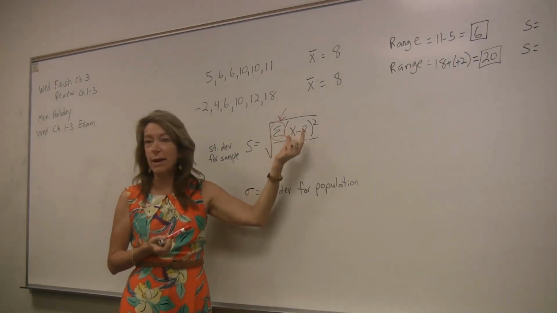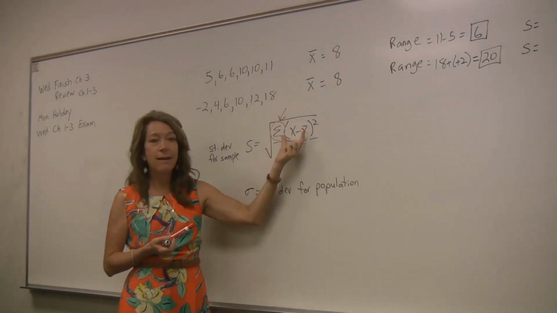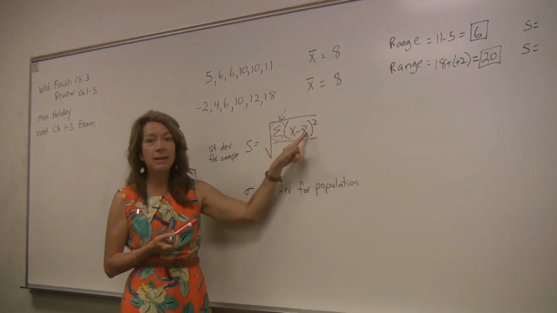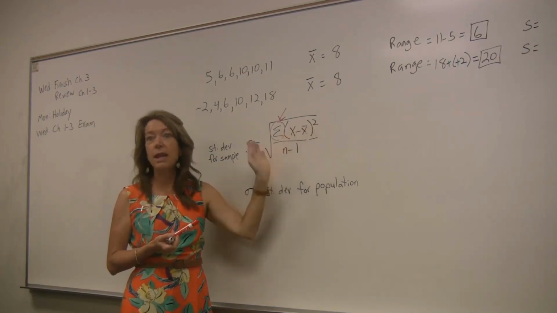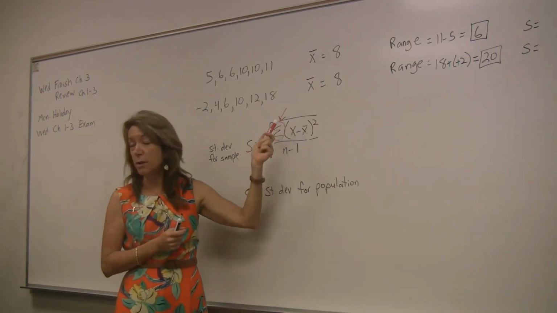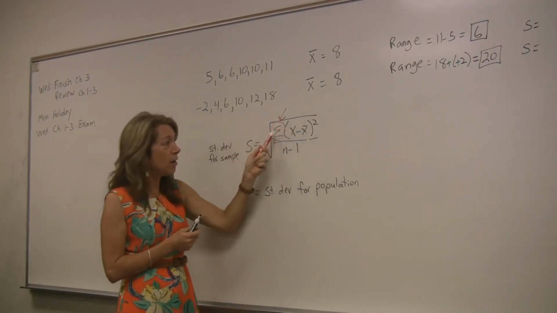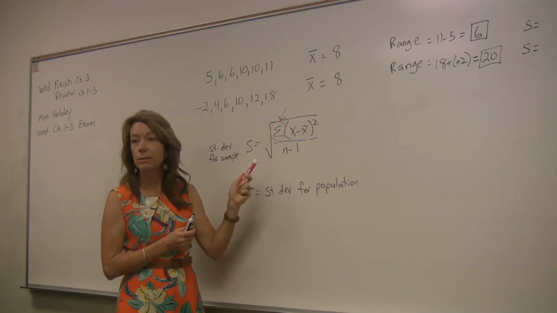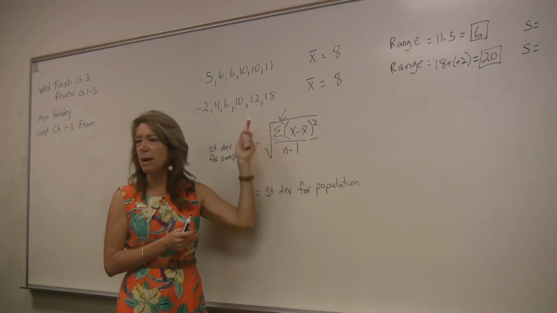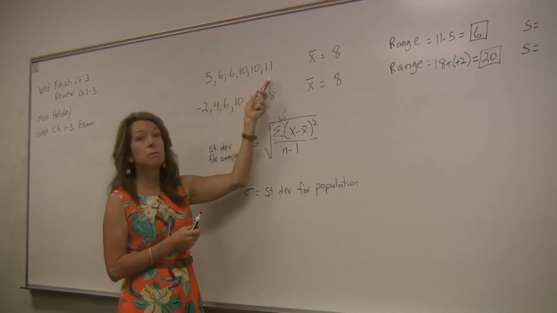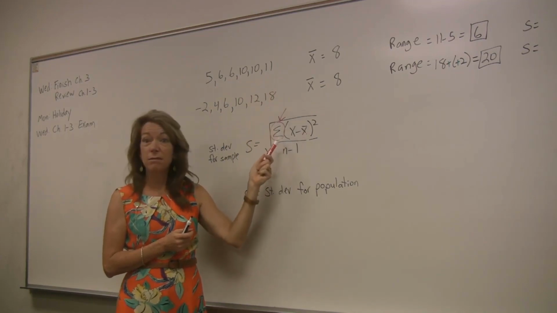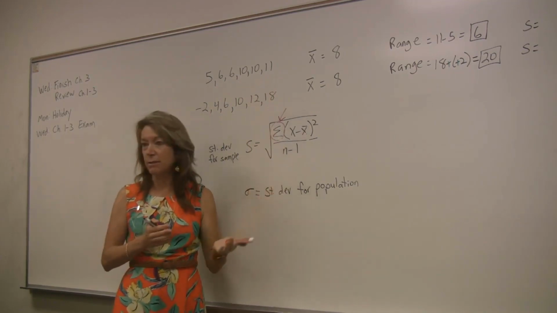After I do that subtraction, what do I have to do? Before adding, I have to square each of those. So I'll do 5 minus 8, square that answer, do that for all of them, then add all of those. After I add them all, I'm going to divide by n minus 1. In this case, n is 6, so 6 minus 1, I would be dividing by 5. And then after I do all that, I'm going to take a square root.